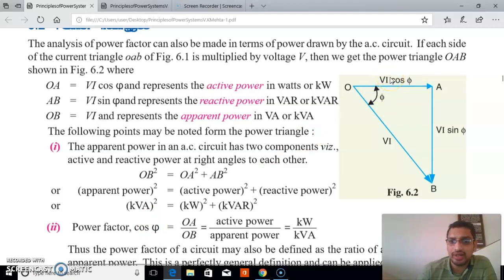Then the power factor cos phi, where this is the angle phi, is equal to VI cos phi divided by VI. So cos phi equals the vector OA by OB. Vector OA means VI cos phi. OA by OB is cos phi. OA is active power and OB is apparent power, so we can write active power in kilowatts by kVA. So cos phi is equal to kW by kVA.